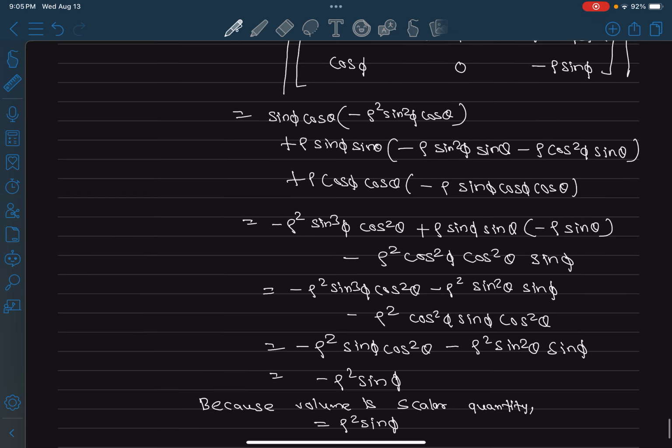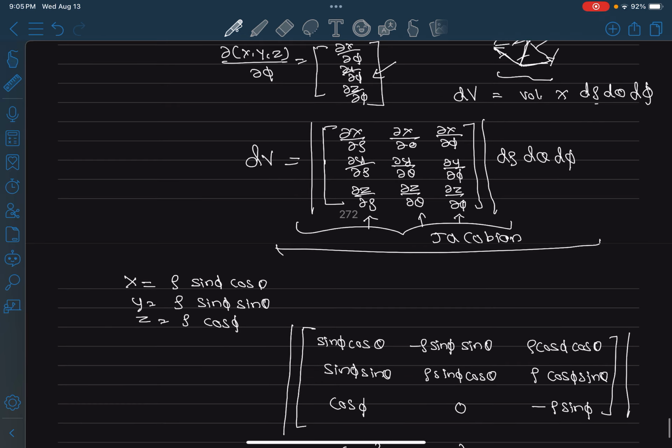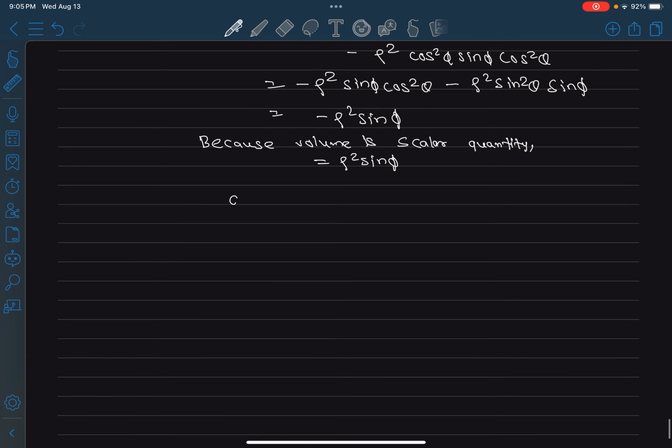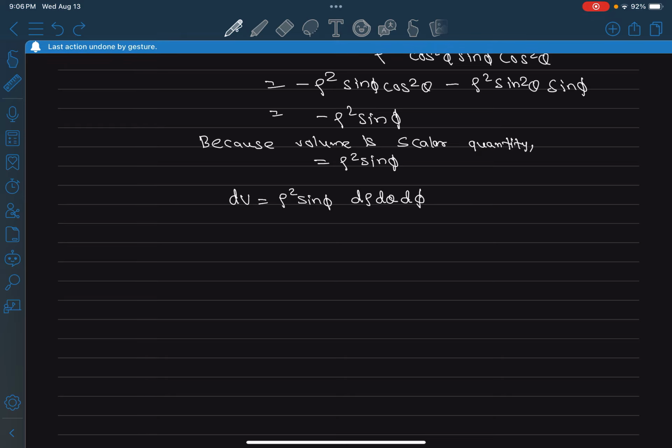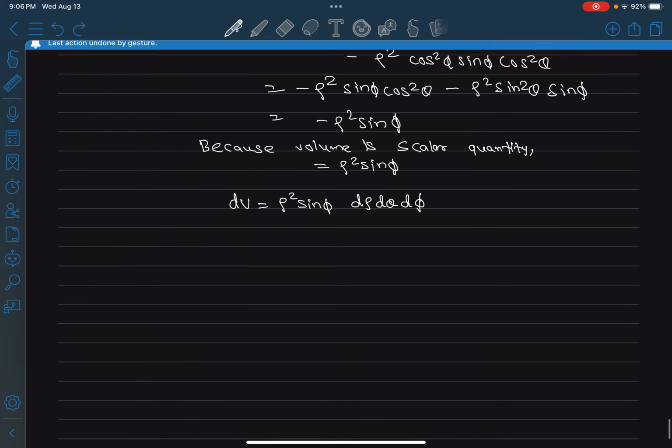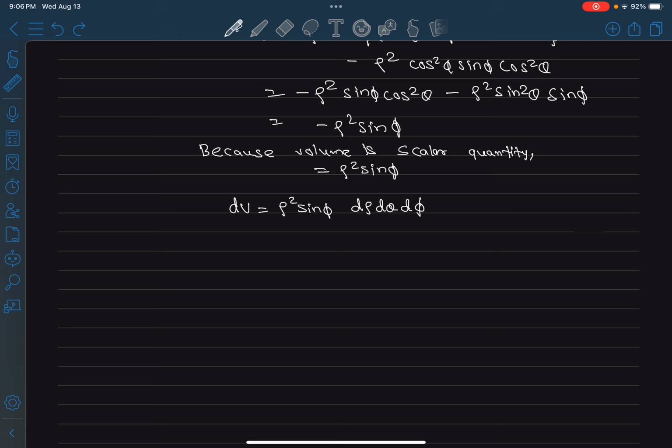This is actually a rate, because all the things in the determinant are rates. So our dV, the actual change in volume with units of meter cubed, like in the Cartesian system, using rho, theta, phi will be rho square sine phi d rho d theta d phi. Notice that the units match: this is meter square, this is meter, so meter cubed. So this dV gives us the actual volume with units of meter cubed.